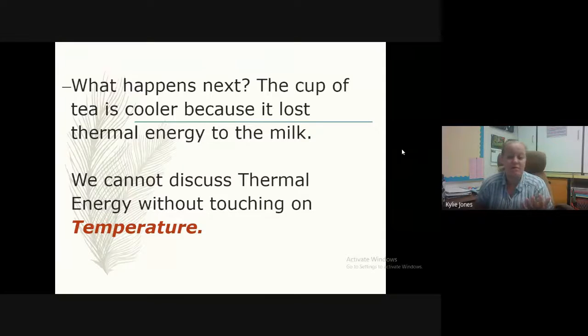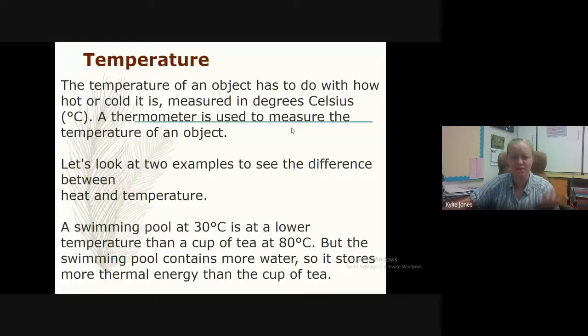We cannot really talk about thermal energy without talking about temperature too. They go hand in hand. The temperature goes up and down because thermal energy is added or subtracted from whatever is happening. Okay? So, they just put a lot of words on this slide, didn't they? The temperature of an object has to do with how hot or cold it is. Temperature is measured in degrees Celsius.